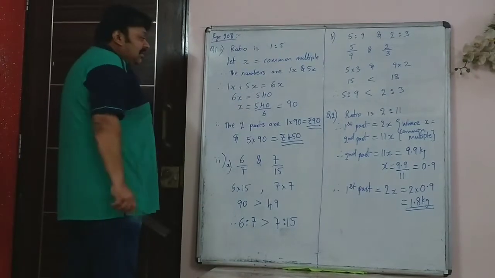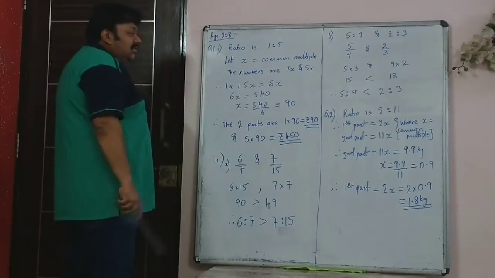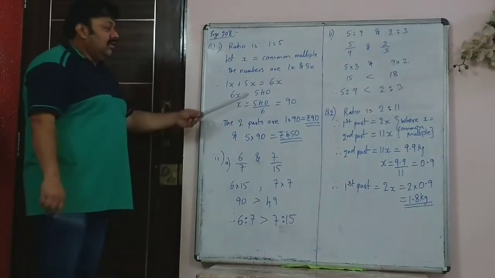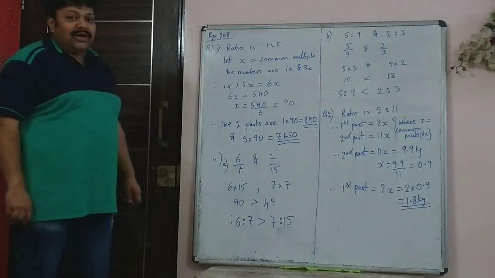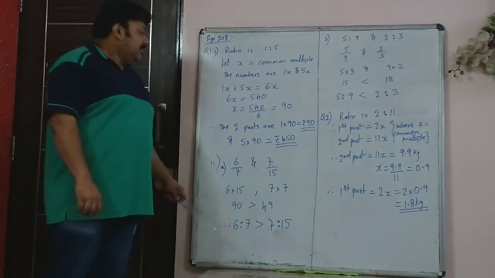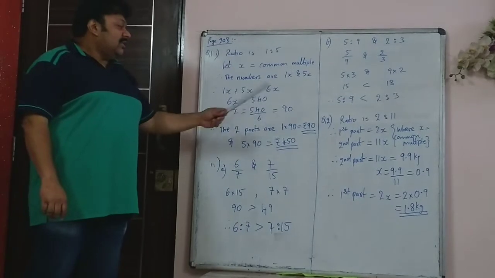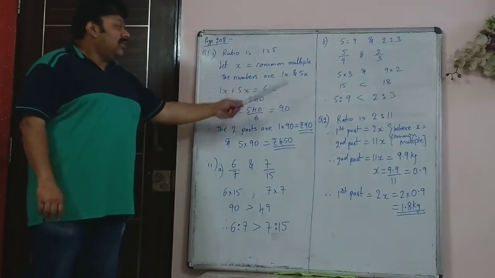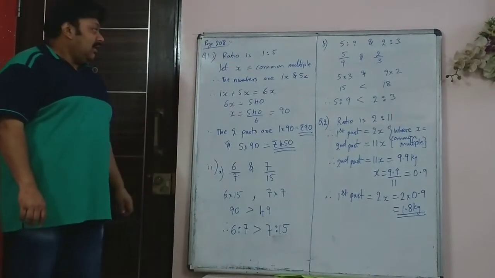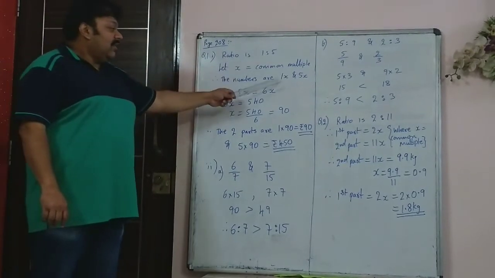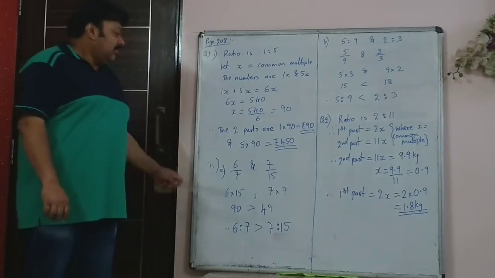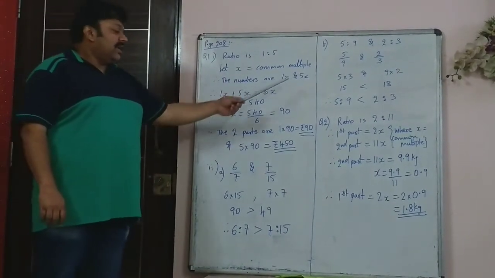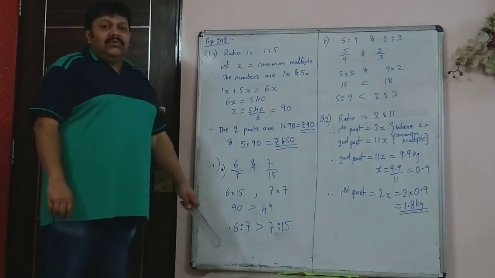So the sum is 6x. So 6x, the sum of the ratios is given 540. The total amount 540 has to be divided. So 540 upon 6 is 90. So we have got the common multiple as 90. So the first part is 1x, that is rupees 90, and the second part is 5x, which is rupees 450.